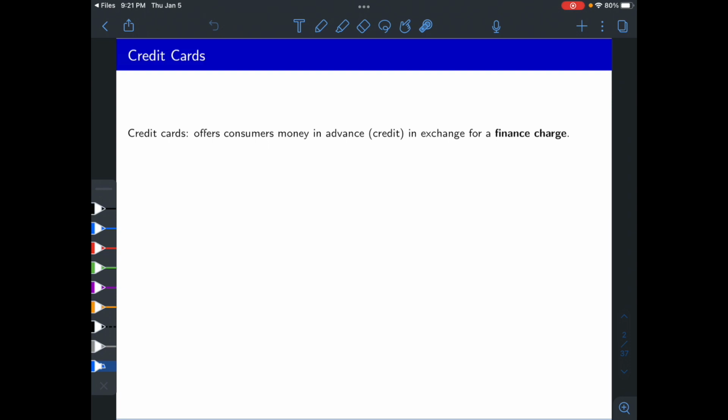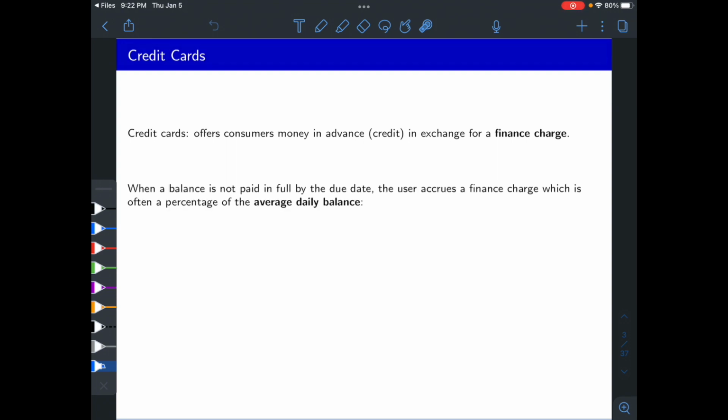So it offers consumers money in advance. That's your credit, in exchange for potentially a finance charge if you're not paying it back on time. So when the balance is not paid back in full by the due date, the user is going to accrue a finance charge, which is often a percentage of the average daily balance.